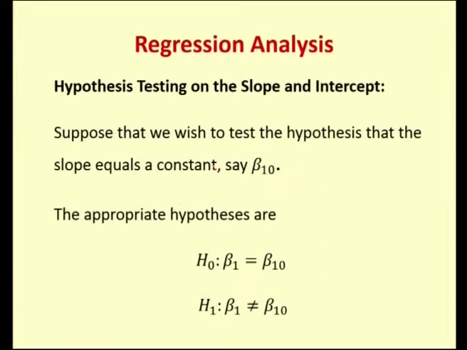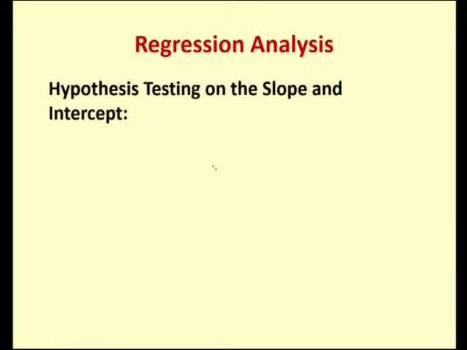Now, we will see the hypothesis testing on the slope and intercept. Suppose that we wish to test the hypothesis that the slope equals a constant, say beta 1 0. Now, we have the appropriate hypothesis as H naught such that beta 1 is equal to beta 1 0 against the alternative H 1 such that beta 1 is not equal to beta 1 0. Here we could see that it is a two tailed alternative, and here we have the test statistic for testing the slope and intercept.